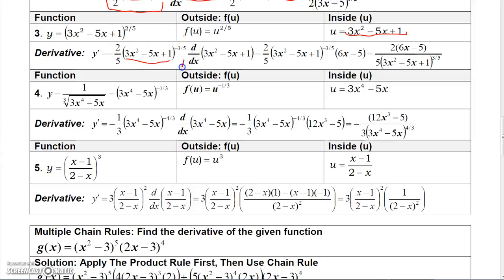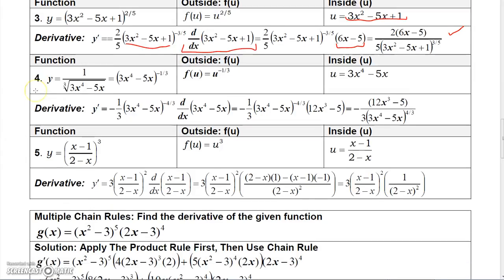and then multiply by the derivative of the trinomial. So that would be 2/5, (3x² − 5x + 1) to the negative 3/5, and the derivative of the trinomial is 6x − 5. And then the last step is to eliminate the negative exponent, and I get in the numerator 2 times (6x − 5) over 5 times (3x² − 5x + 1) to the 3/5.